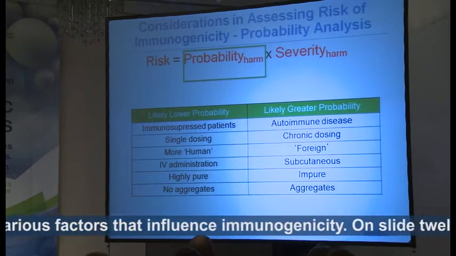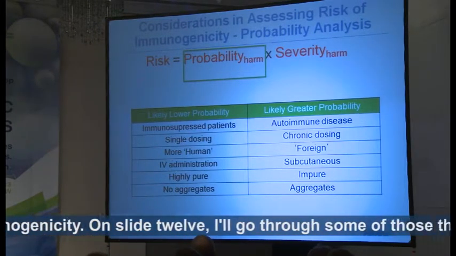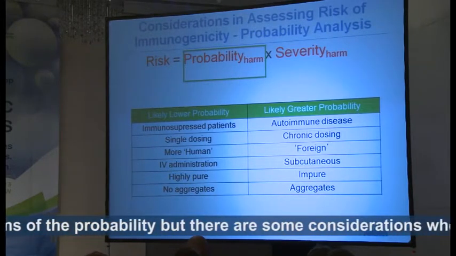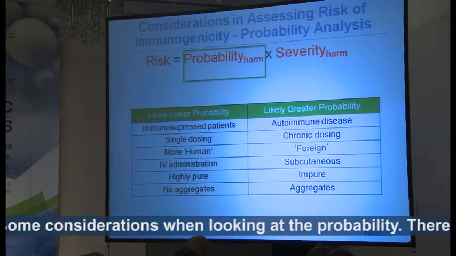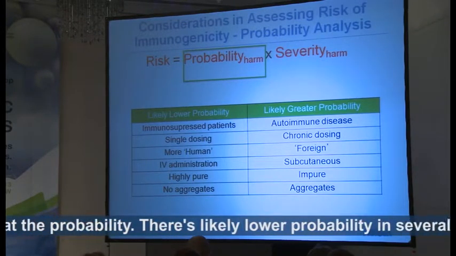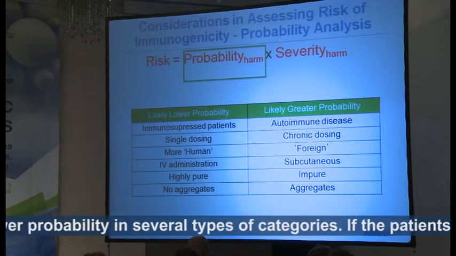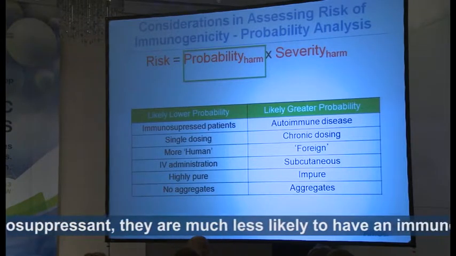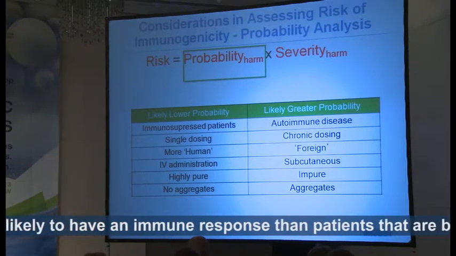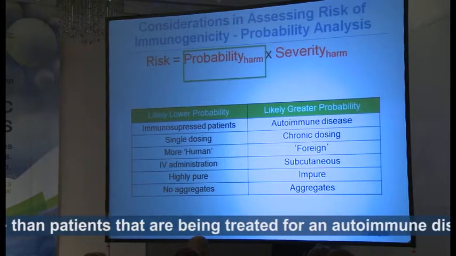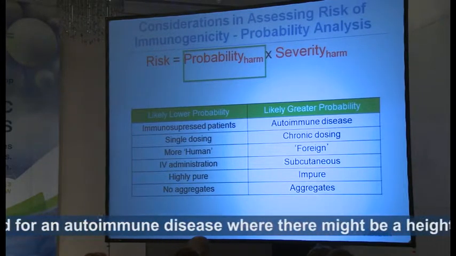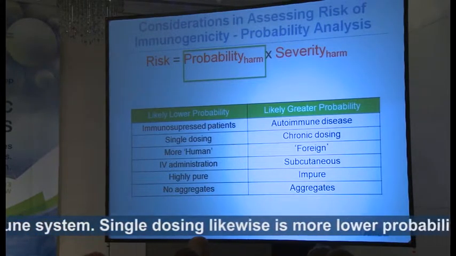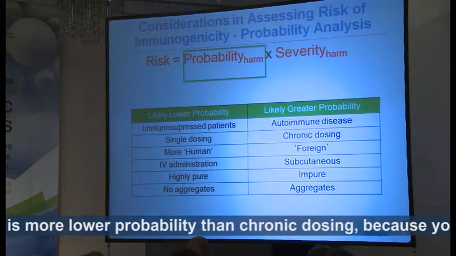There are some considerations looking at the probability. There's likely lower probability of several types of categories. If the patients are immunosuppressed, they're less likely to mount an immune response than patients that are being treated for autoimmune disease where there might be a heightened immune system. Single dosing, likewise, is lower probability than chronic dosing because you sometimes need to prime the immune system. More human is less immunogenic than foreign proteins. IV administration is much less immunogenic than sub-Q.